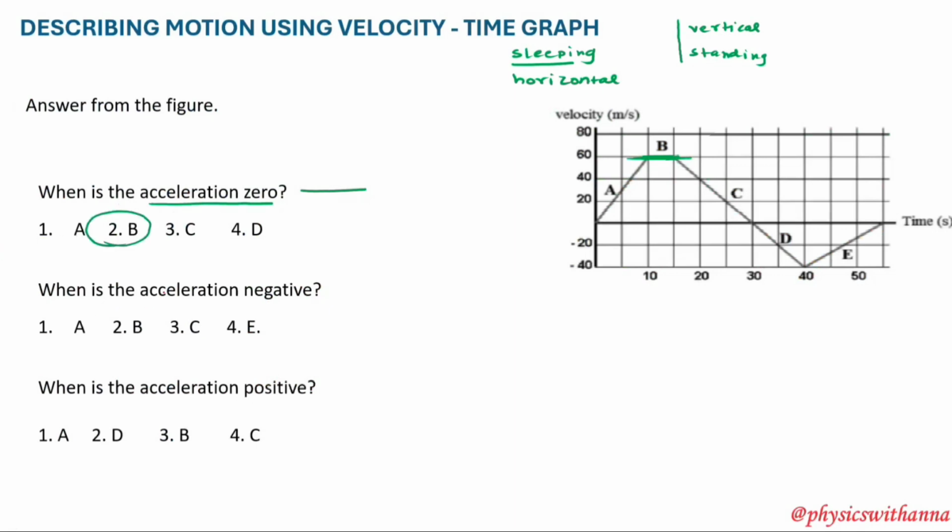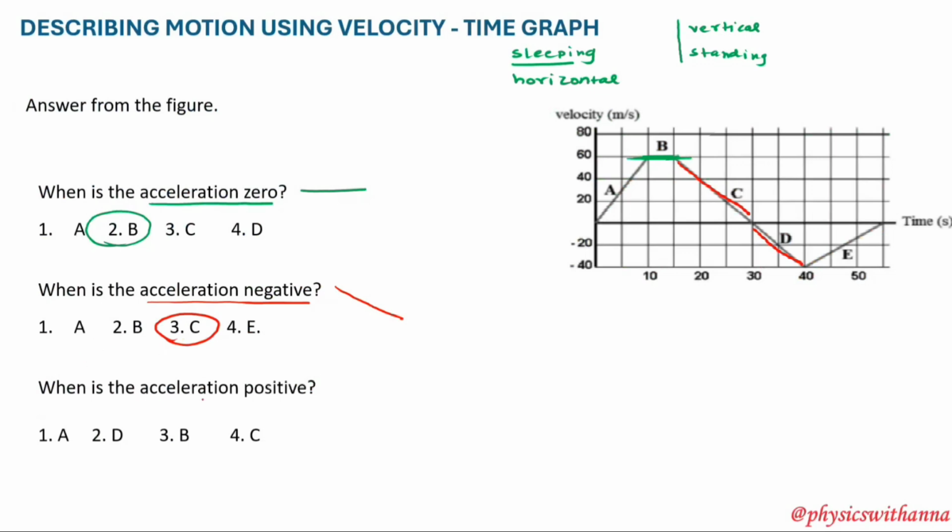Then in the second part, they're asking you, when is the acceleration negative? Acceleration is negative if the line is going down in this manner. So wherever the line is going down, acceleration in those regions will be negative. So those regions are region C here and region D. The line is going down. So in our options, we have C. We will choose the answer as C. Both C and D are going down, but in the options, we only have C. So I choose the answer to be C.